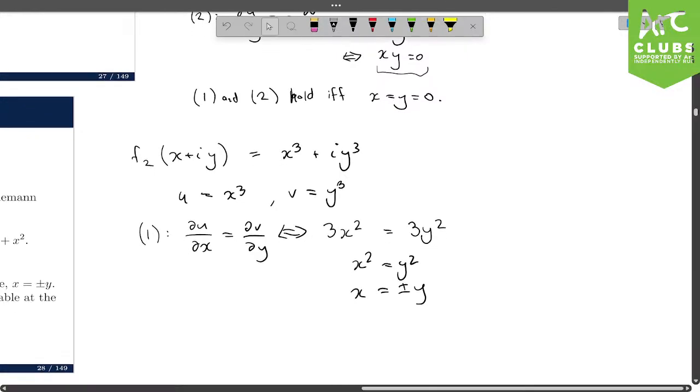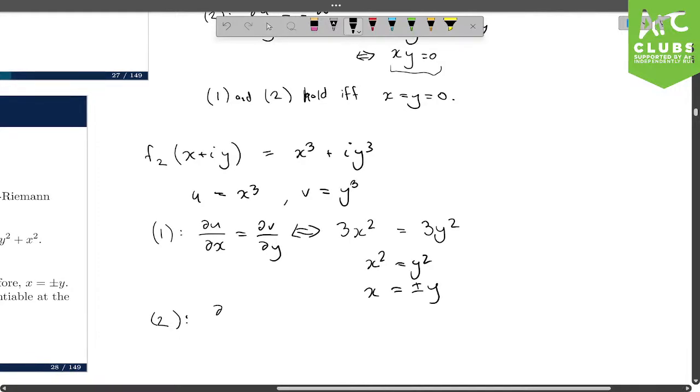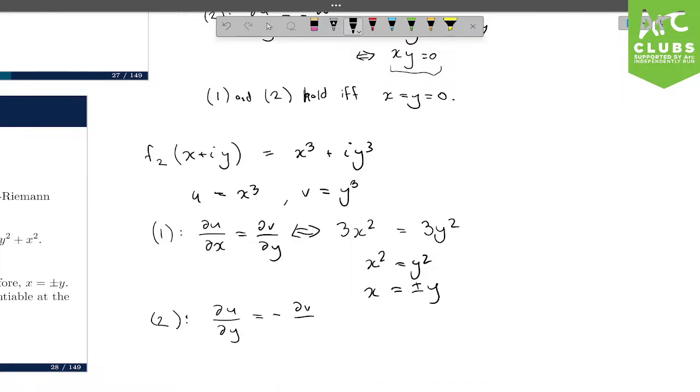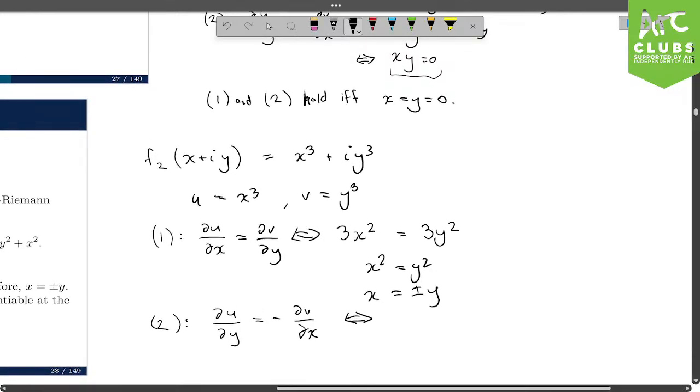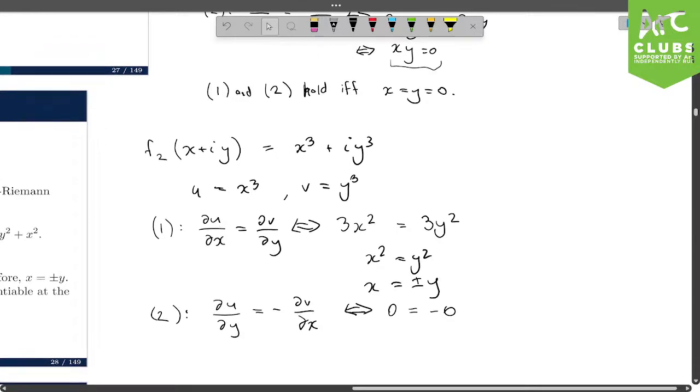That's our first condition. Second condition, that's delta u over delta y being equal to negative delta v over delta x, right? And that's equivalent to the derivative of u with respect to y being the same as the derivative of a constant with respect to y, because there are no terms that are dependent on y. So it's going to be 0 equaling negative 0, which is obviously always true, right?